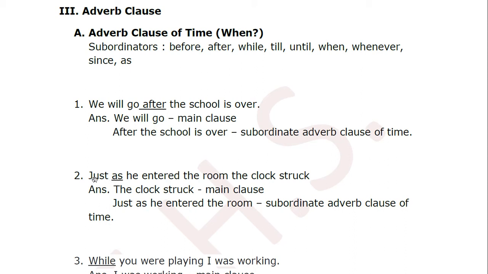Now, how do you know? That's why I always tell you to check that your main clause is complete. So, right over there, your main clause is the clock struck, and the rest of it, just as he entered the room, is your subordinate clause. Now, if you look at the main clause, the clock struck, there is an action over here, there is a verb over here. Does this subordinate clause tell you more about this action? Yes, it tells you when it struck. When? Just as he entered the room. Yes, so it is a subordinate adverb clause of time.